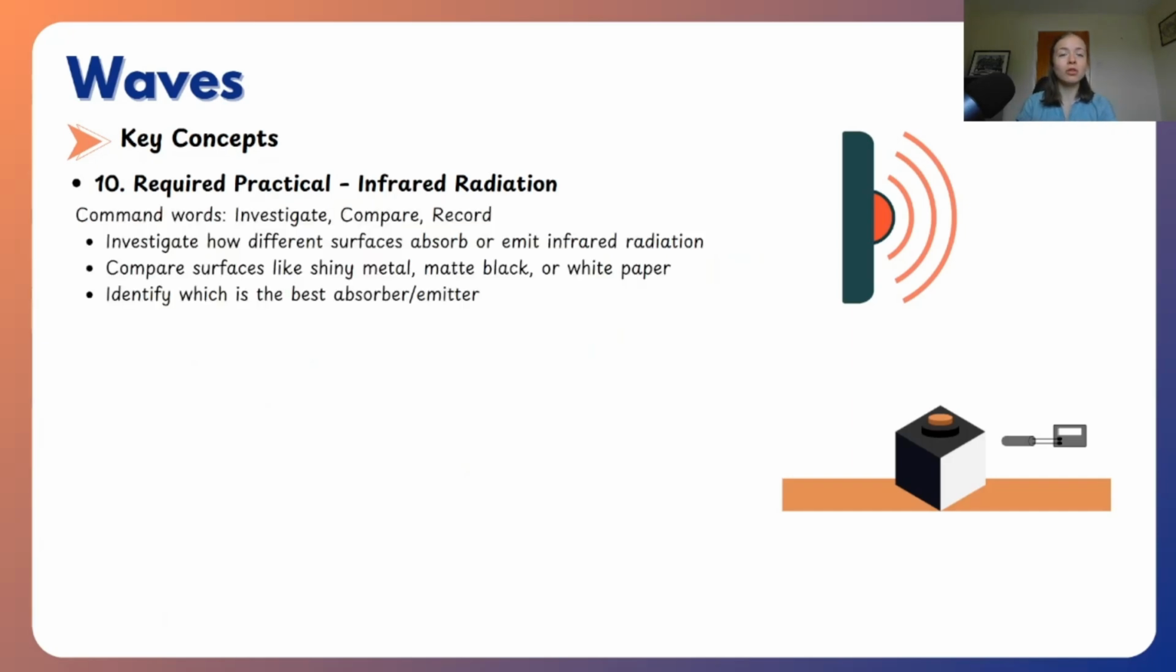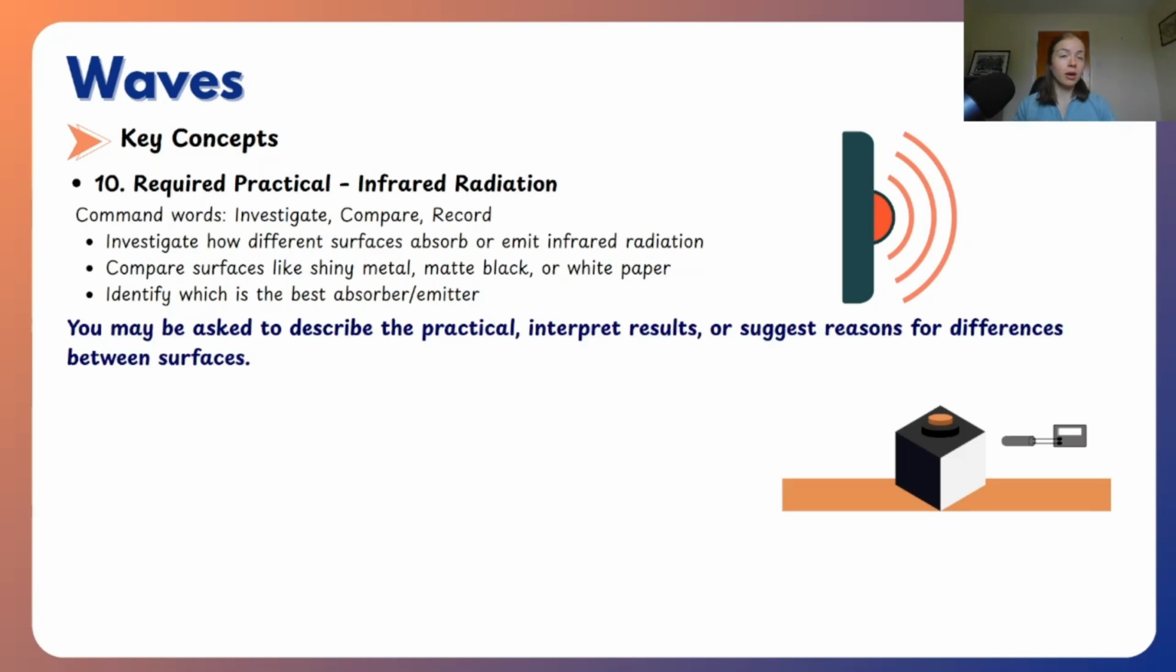went through, we want to be talking about how to investigate how different surfaces absorb or emit infrared radiation, compare surfaces like shiny metal, matte black or white paper, which can be done with a Leslie cube, as we can see on this slide here, and use this information to identify which is the best absorber or emitter. So you might be asked to describe that practical, interpret some results, and also suggest reasons for differences between the surfaces. Alongside all of the points we discussed, they might ask about this practical in the exam.